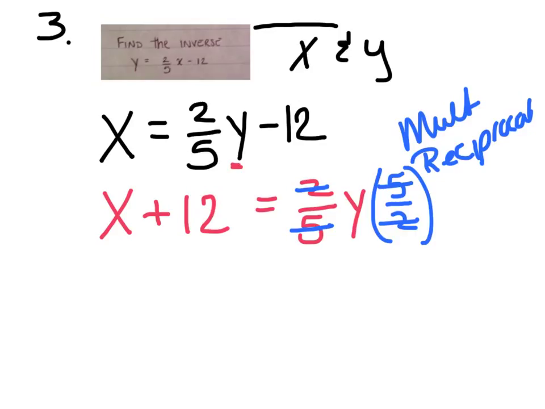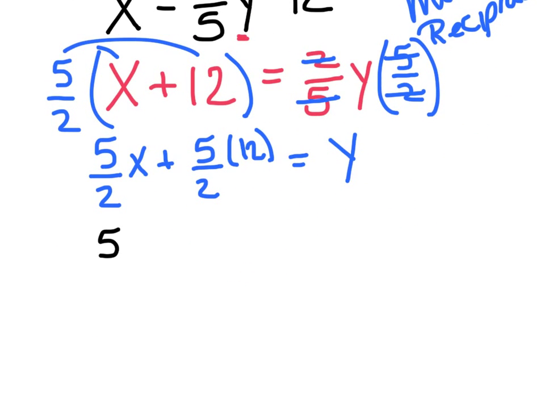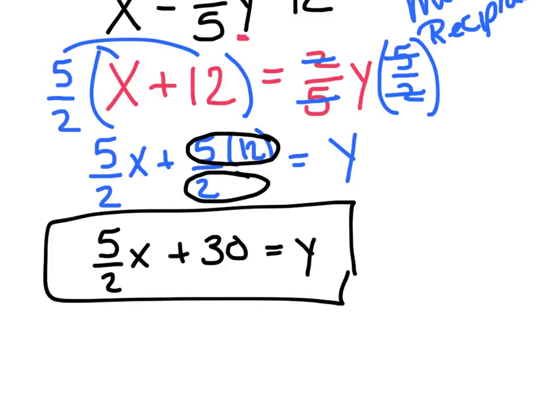Now, if I did it to the right side, though, I do have to make sure I do it to the left side, because in math, everything has to get balanced. So now I'll just distribute that. 5 halves x plus 5 halves times 12 equals y. And I'll clean that up one more step. 5 halves x, this is 60 divided by 2, gets me a plus 30 equals y. And there you have it, you have your inverse.